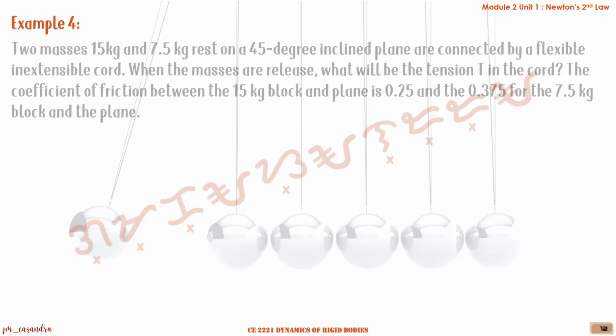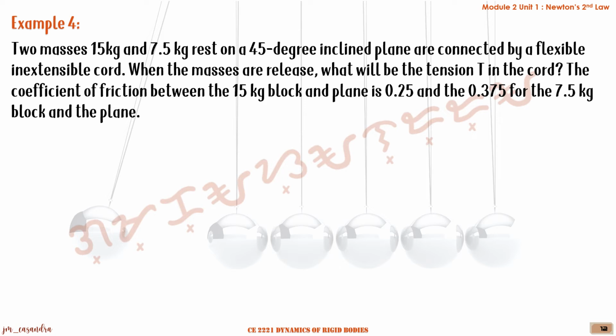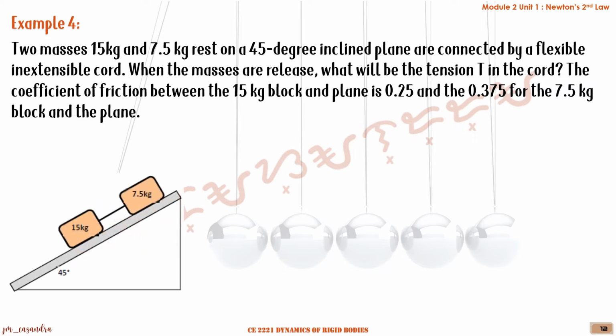Okay, we have example number 4. Two masses, 15 kilograms and 7.5 kilograms, rest on a 45-degree inclined plane as shown. They are connected by a flexible, inextensible cord. So when the masses are released, what will be the tension T in the cord? If the coefficient of friction between the 15 kilogram block and the plane is 0.25, and for the 7.5 kilogram block on the plane, the coefficient is 0.375.